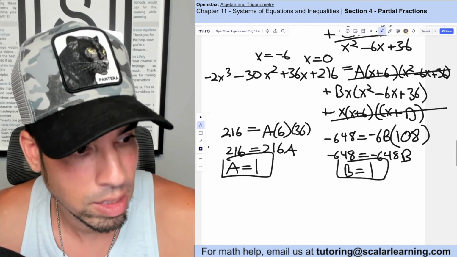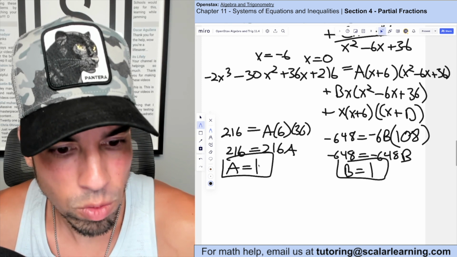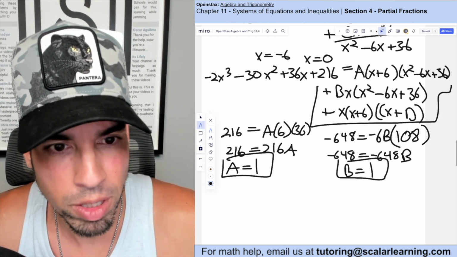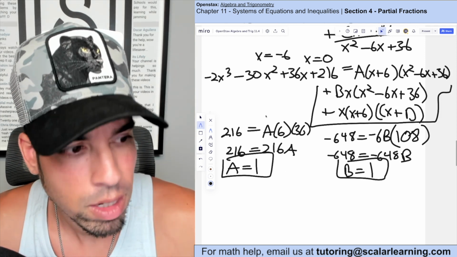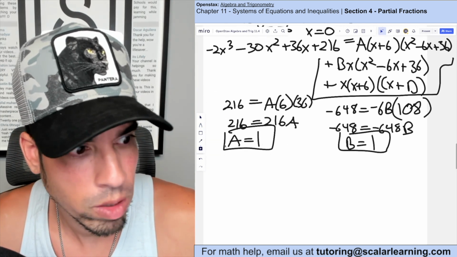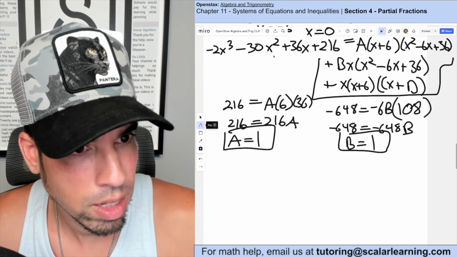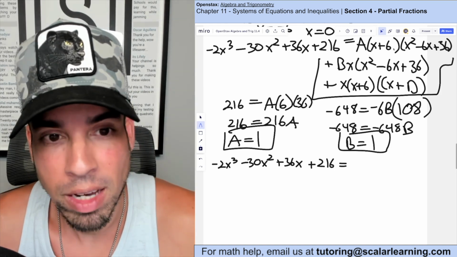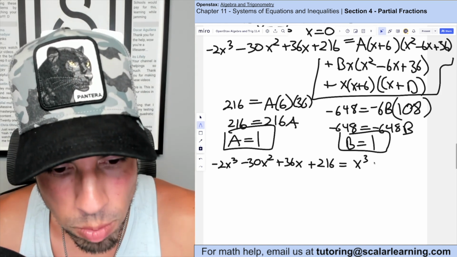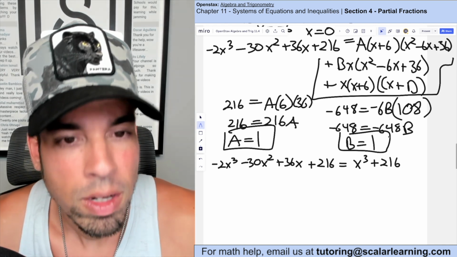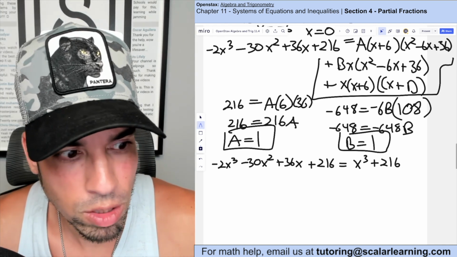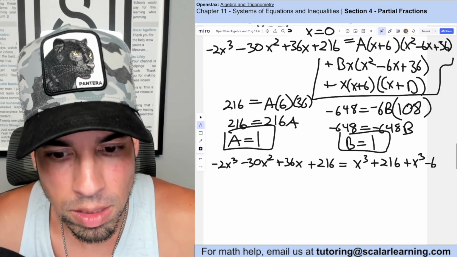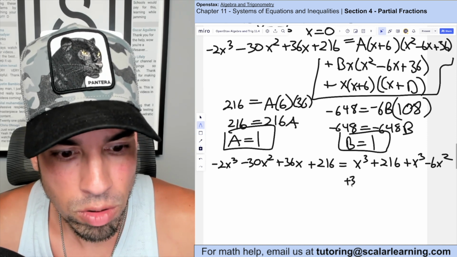We got to get C and D. So what I'm going to do now is plug in 1 and 1 for A and B into this whole portion up here and simplify this out. So we're going to need a little more room down here. Of course, this left side is going to stay as is. So A is 1, it's just going to be this. And when we FOIL this back out, if you remember it, that would be x cubed plus 216, okay? And then for this one, again, b is 1, so if I distribute just the x, we get plus x cubed minus 6x squared plus 36x.